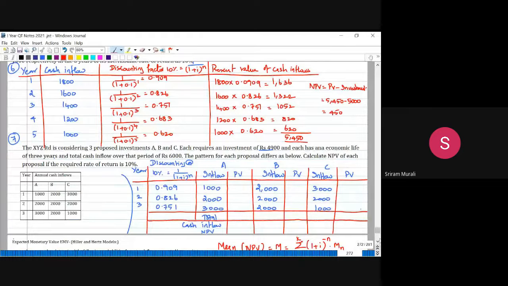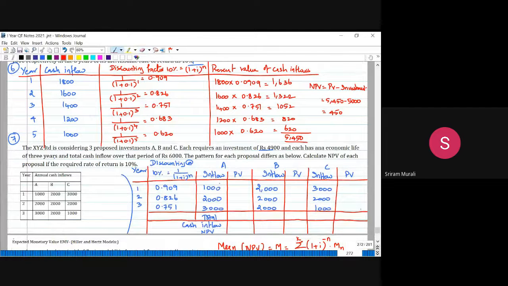So we want to, the last column was only for one, XYZ. Now we are classifying in terms of A, B, C. That is the difference. So how do you interpret the present value? Inflow into this. For all the three we want to compute. That is the difference, but the rest is the same.